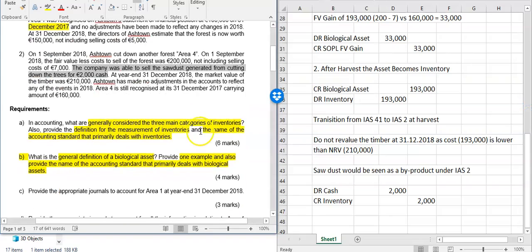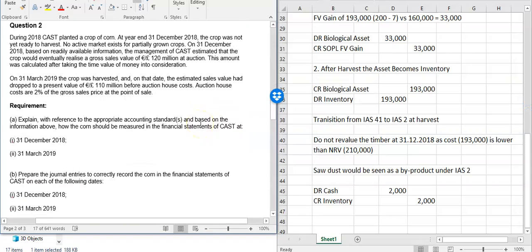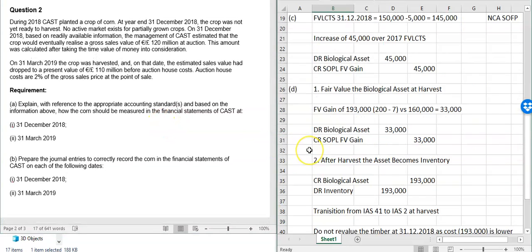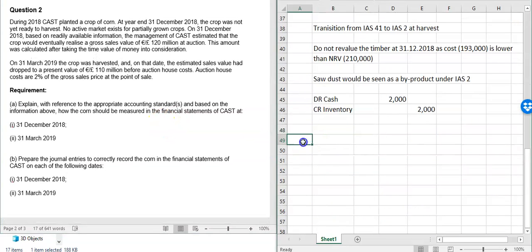So the next question we're looking at now is going to be question 2. So again, if you haven't paused this, have a read through it and even make an attempt at some of it, just to see how you get on. So we'll look at question 2 here now.